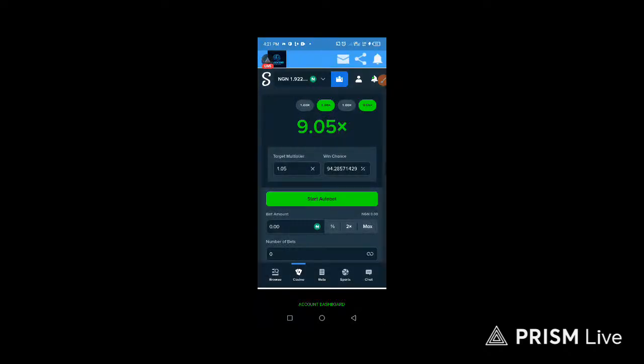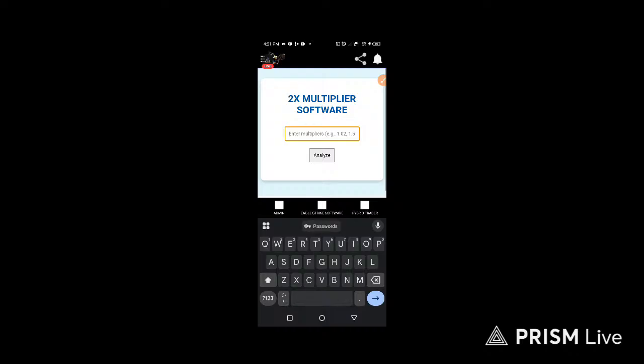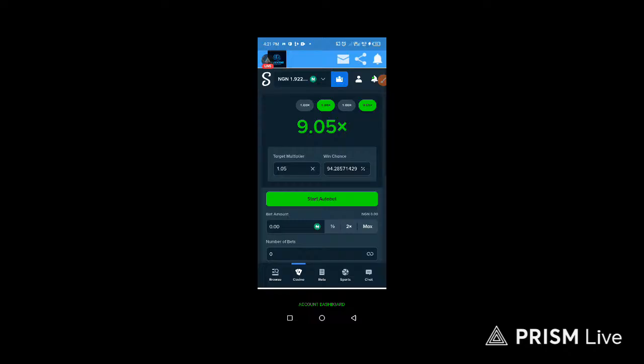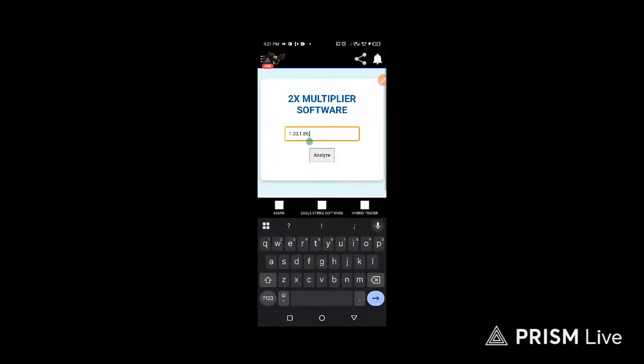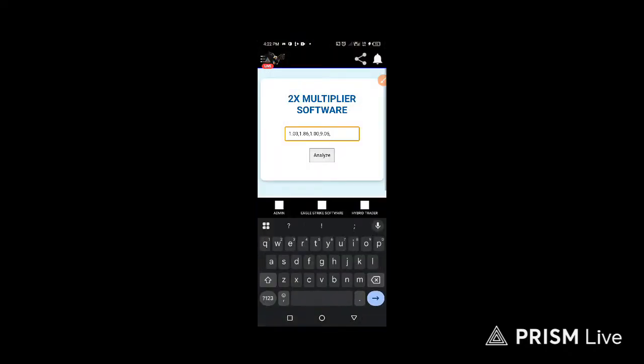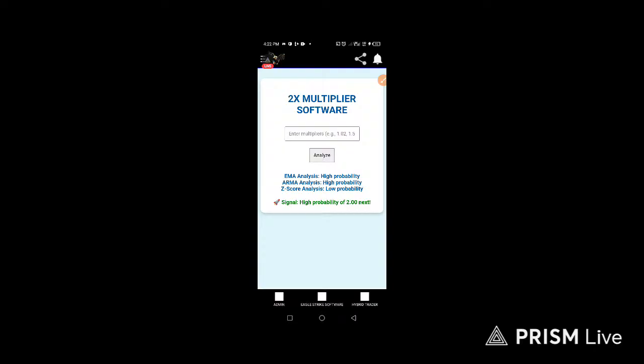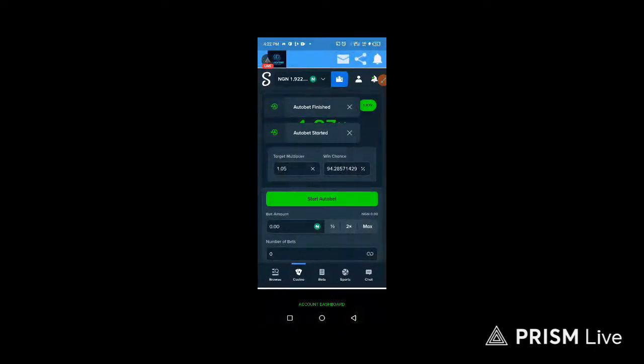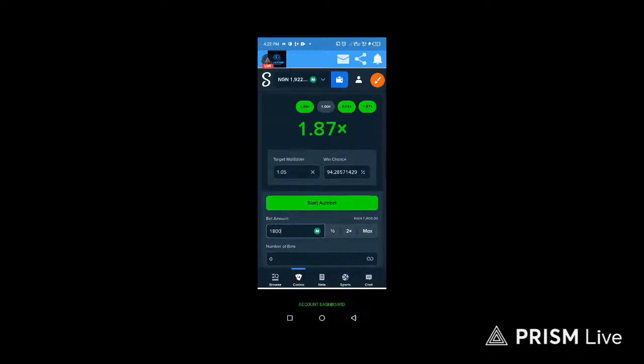1.03, 1.86. 1.00, 9.05. So we need one more input. So we have 1.87. Okay, so it says it's a good signal for 2x, and we just only need to target just 5%. So I'm safe to go in on this. So let's see the result.